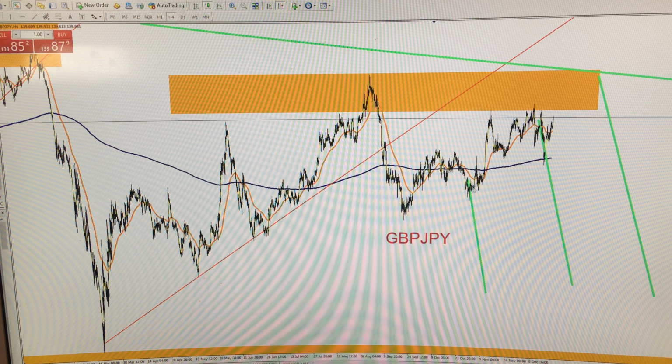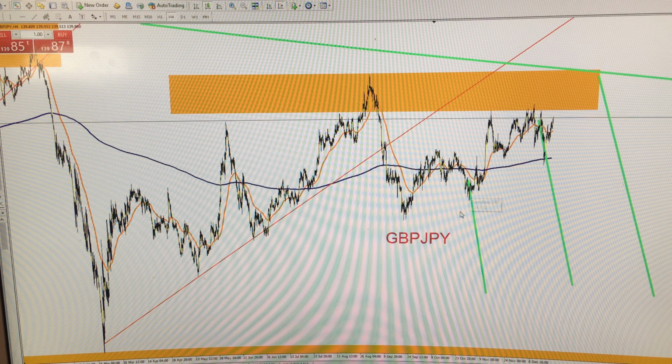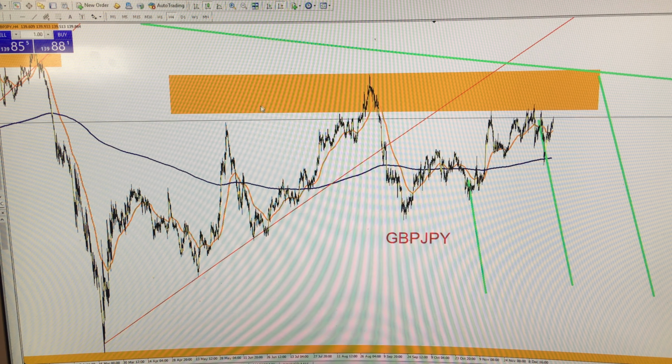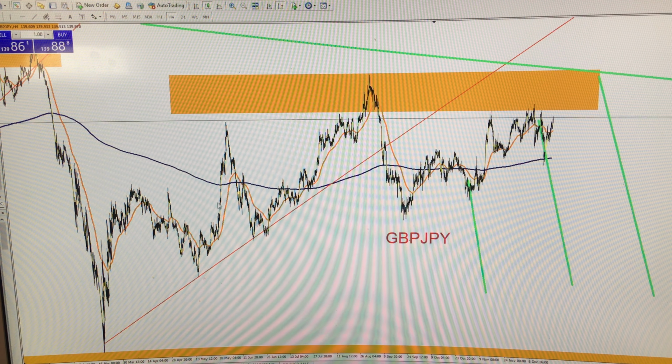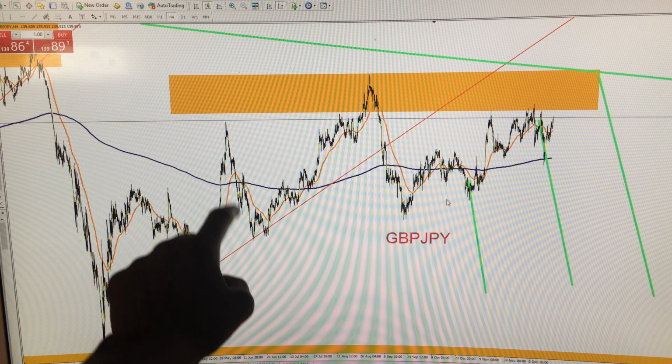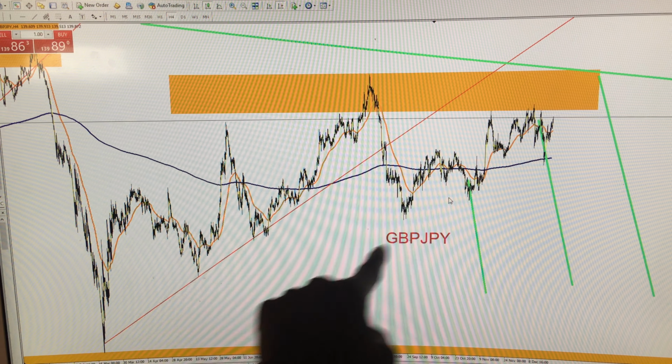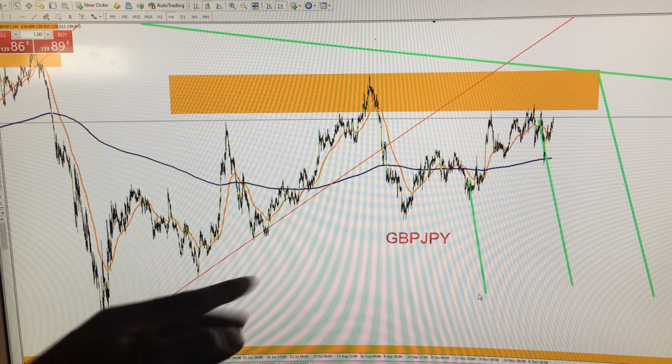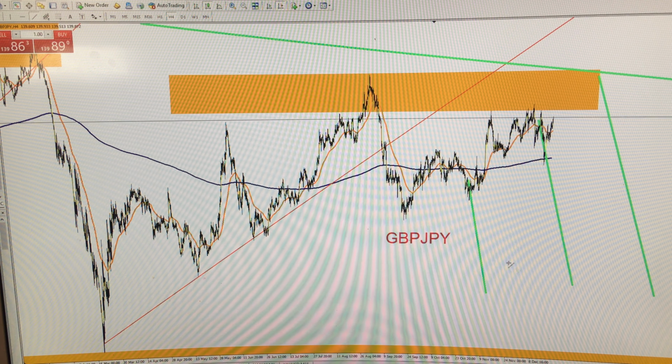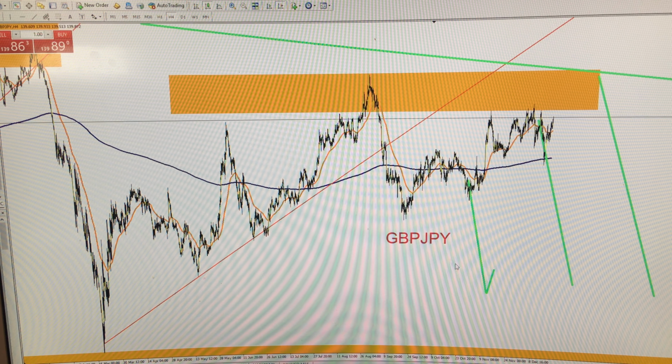Let me try and explain why it didn't fall here. First thing first, there is a pattern we can see here. We see a shoulder, we see a head and a shoulder. So there is a head and shoulders here. Perfect setup. It should have fallen here. It didn't. Now, the question is, why didn't it fall?